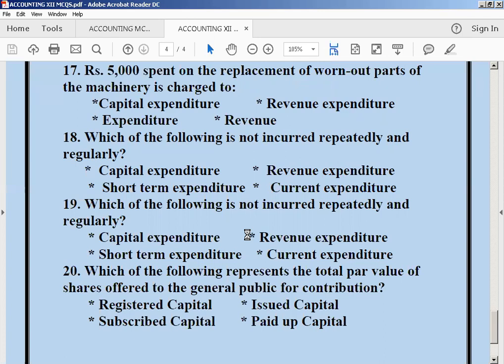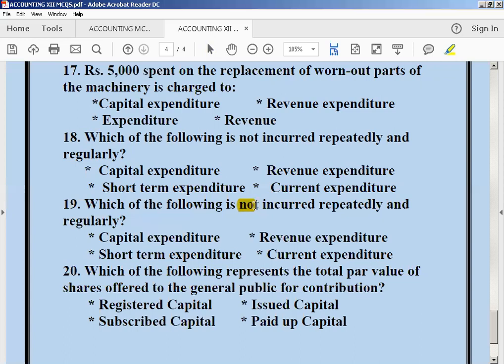Okay, in number 19, remove the "not" and just make it "is". Which of the following is incurred? Here, this "not", dear, please kindly cut it. Number 18: which of the following is not, and number 19: which of the following is incurred repeatedly and regularly. Okay.